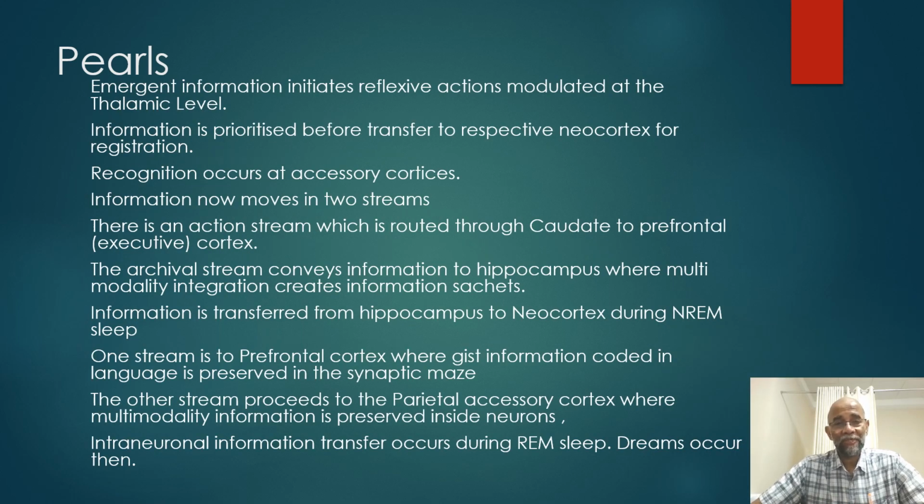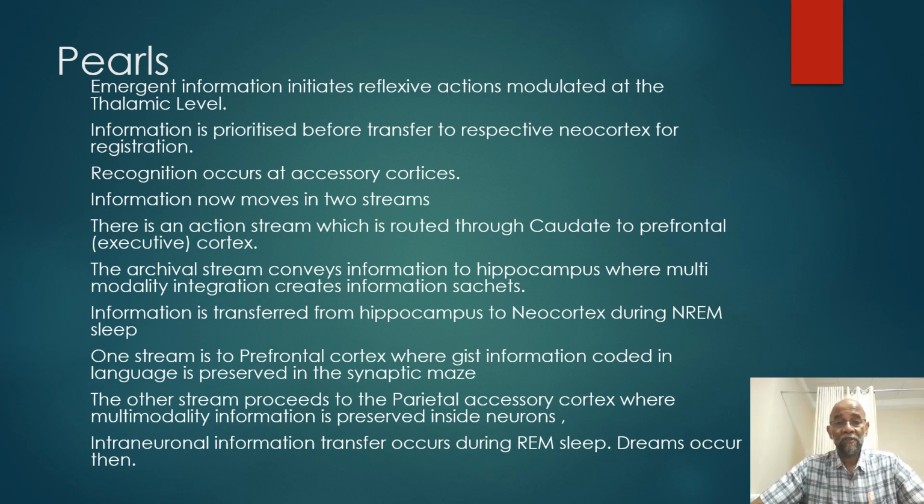Information enters through the sensory portals and moves on to the thalamus. At the thalamus, hazardous information, that is, information which is threatening to life, is acted upon by reflexes. The thalamus can initiate protective reflexes which are later modulated by cortical rationalization.